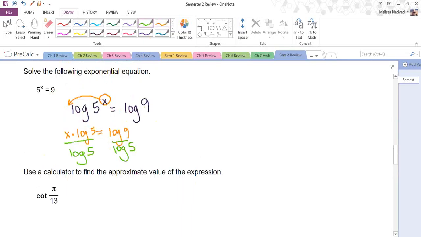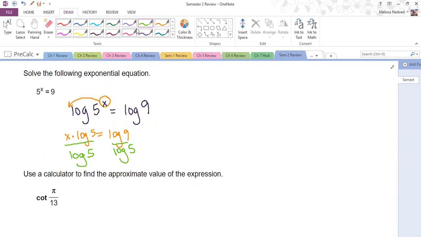So when you hit this one in your homework, it's going to ask for two answers. The first thing it's going to say is, give me an exact answer. The exact answer is that x is equal to log of 9 divided by log of 5. And as I mentioned, if you prefer, you could replace all of those log base 10s with natural log. It would still give you the same answer.